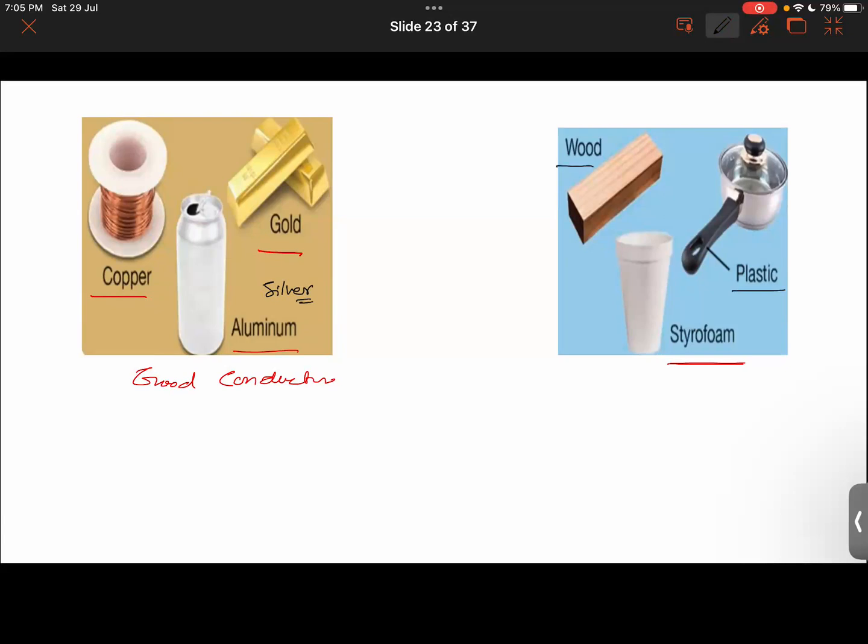And see other examples like plastic and wood. This plastic here, the handle of the utensils, is especially made of bakelite. It's a type of plastic that does not melt easily. That's why it is used to make handles of the utensils. And this styrofoam. These are the objects that are considered insulators, right?